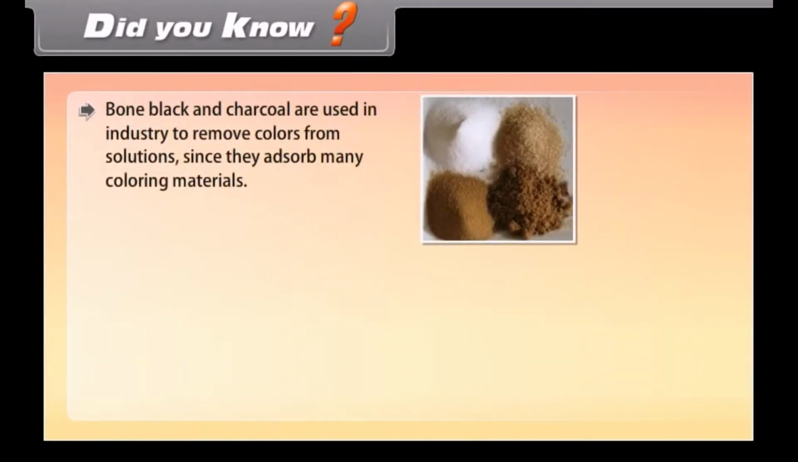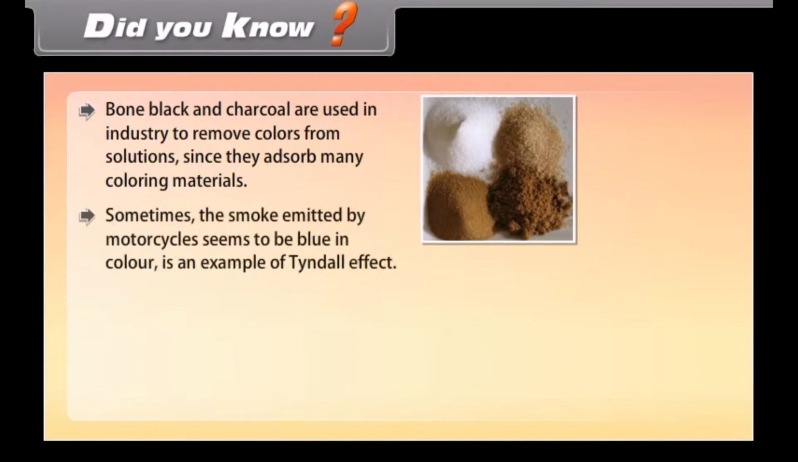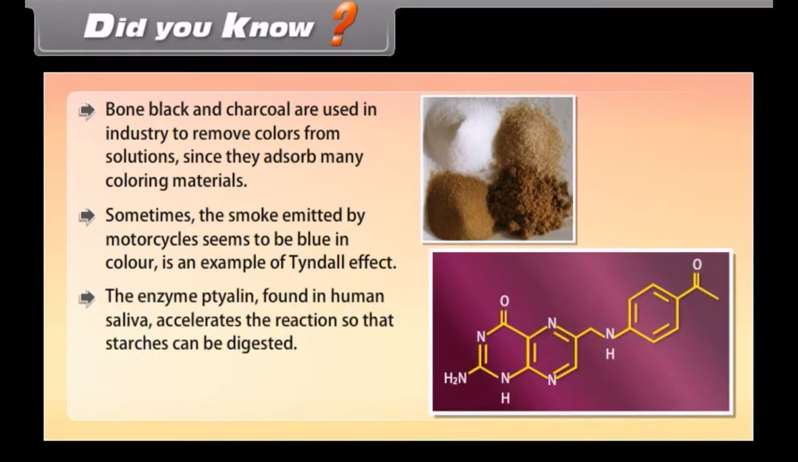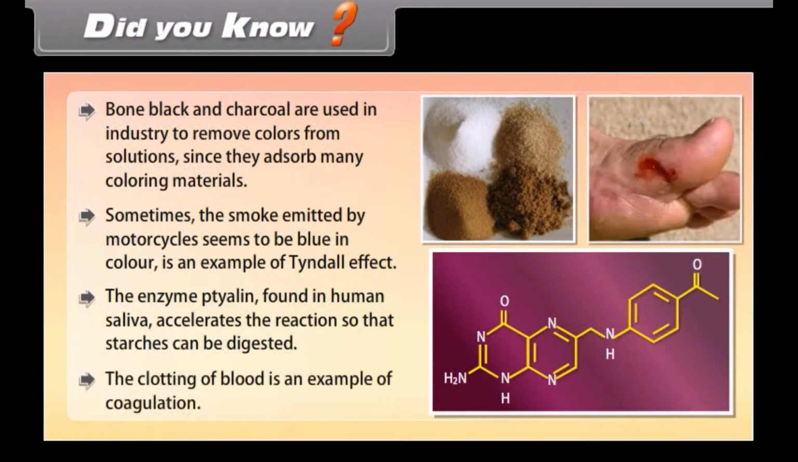Did you know? Bone black and charcoal are used in industry to remove colors from solutions since they adsorb many coloring materials. Sometimes, the smoke emitted by motorcycles seems to be blue in color, is an example of Tyndall Effect. The enzyme tyalin, found in human saliva, accelerates the reaction so that starches can be digested. The clotting of blood is an example of coagulation.